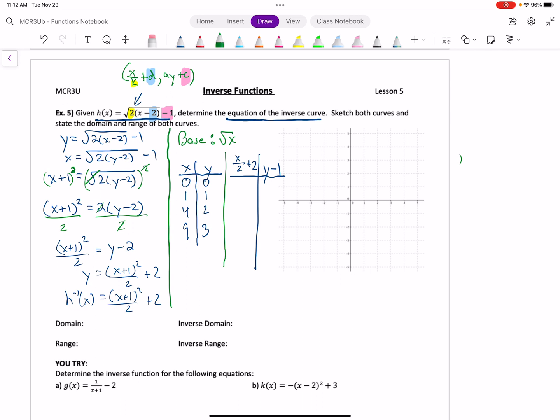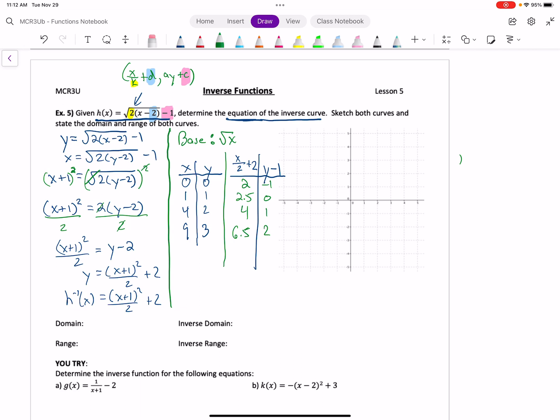So if I do that, I'm going to go quick on this. 0 divided by 2 is 0 plus 2 gives me 2. If I take 1 divided by 2, that becomes 0.5 plus 2, that's 2.5. This one, 4 divided by 2 plus 2 is 4. 9 divided by 2 is 4.5, plus 2 is 6.5. So there's my x values. And then the y's are easy because I just subtract 1. That's negative 1, 0, 1, and 2.